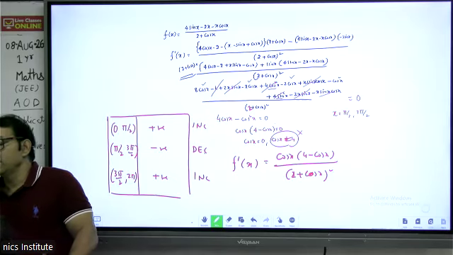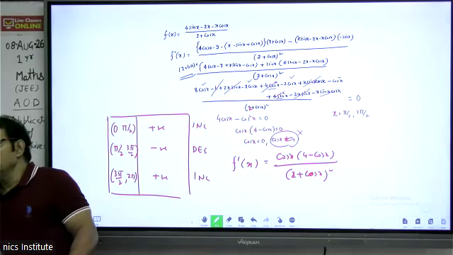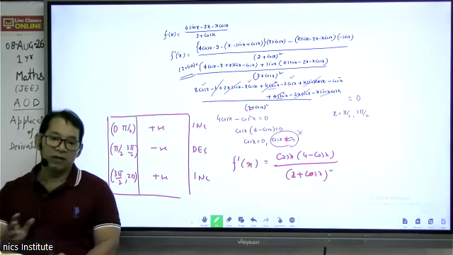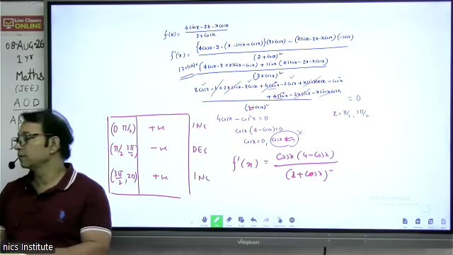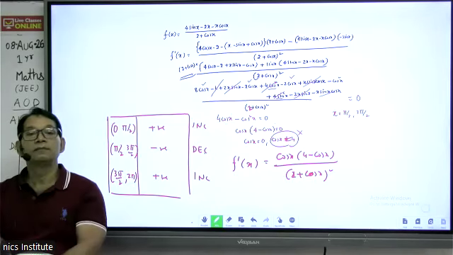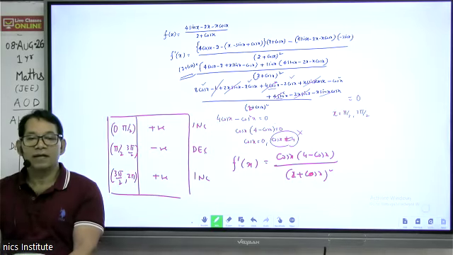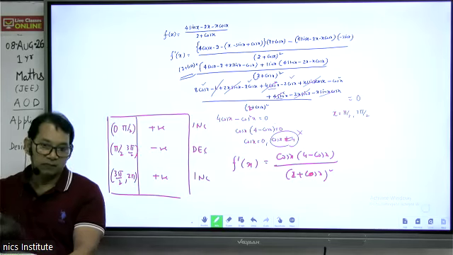f dash x is coming out to be cos x into 4 minus cos x divided by 2 plus cos x whole square. And since interval was not given, so we took interval 0 to 2 pi. Hmm? नहीं, given नहीं था तो why to take chances? Otherwise, in MCQ they'll give intervals and ask you.